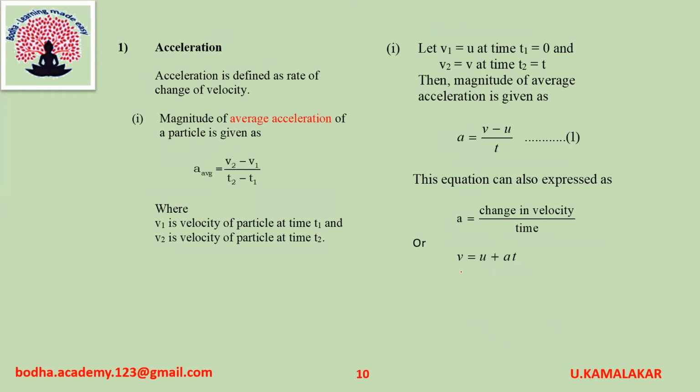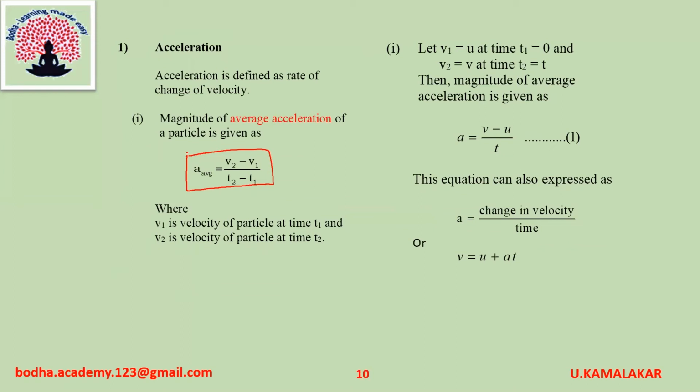Next topic, acceleration. Acceleration is defined as rate of change of velocity. Magnitude of average acceleration of a particle is given as a average = (v2 - v1)/(t2 - t1), where v1 is velocity of particle at time t1 and v2 is velocity of particle at time t2.